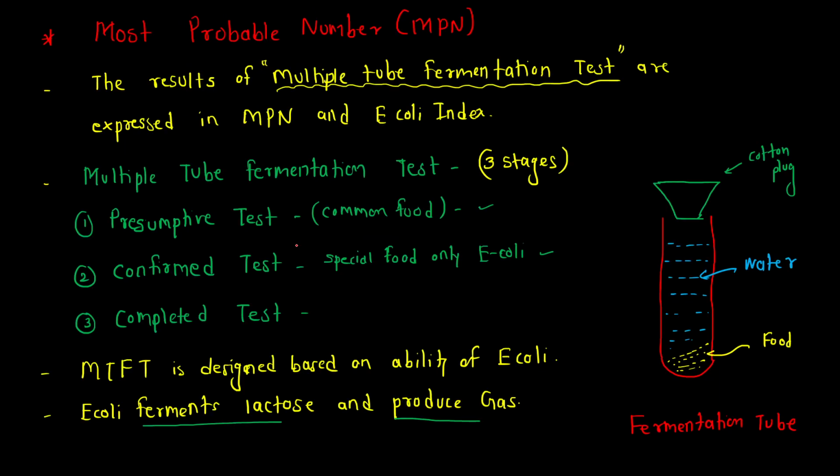So that's it about the most probable number and the multiple tube fermentation test. These three names you should definitely remember. These three tests are to completely assure that coliforms are present in it, especially E. coli.